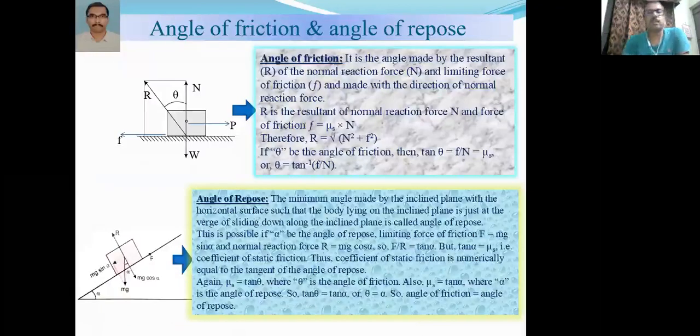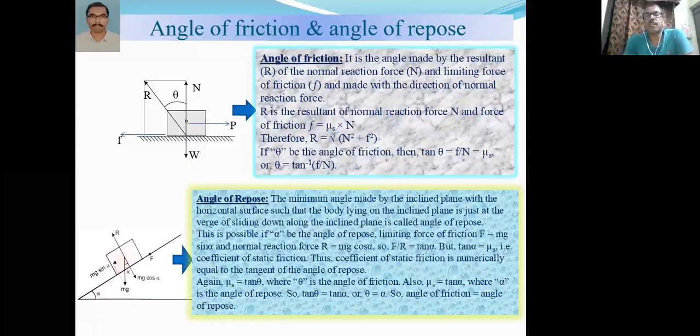Two things here are very important to explain. One is angle of friction and another is angle of repose. Now, angle of friction, in the above diagram, is the angle made by the resultant R of the normal reaction force N and the limiting force of friction F, measured from the direction of the normal reaction force.